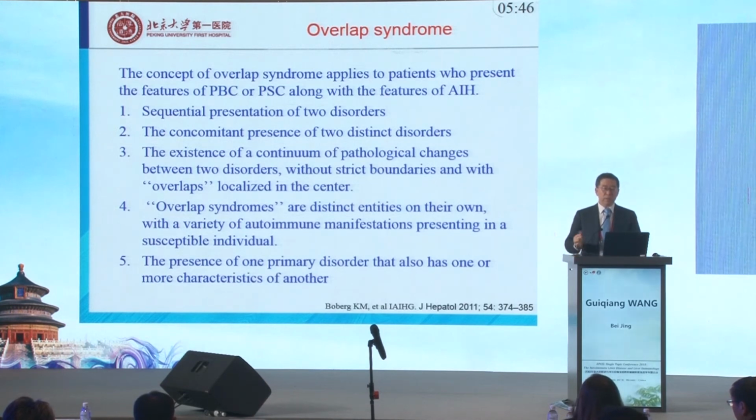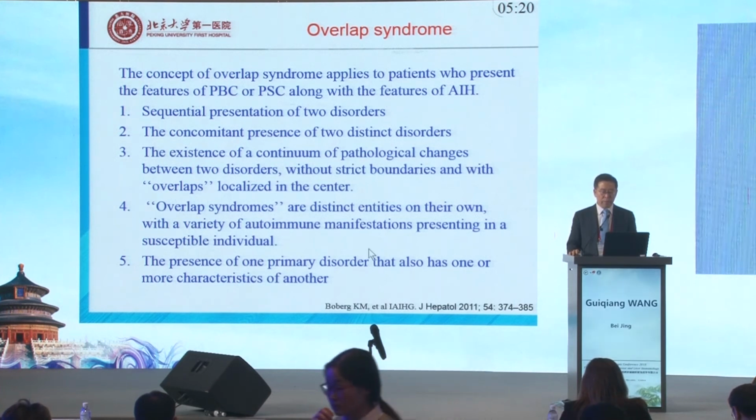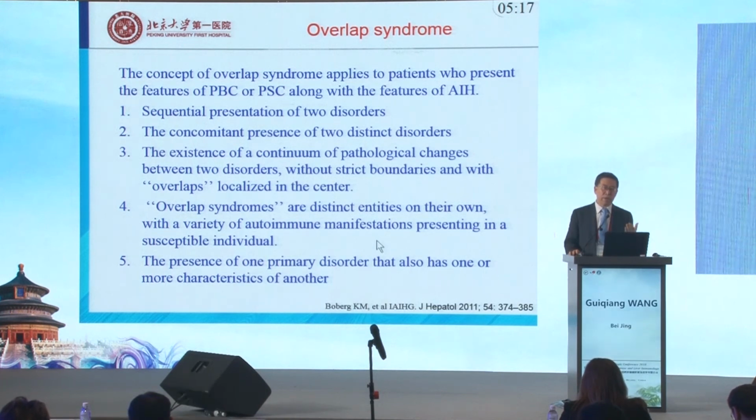Overlap is another typical phenotype of autoimmune hepatitis, including overlap syndrome. Overlap syndrome is very common in clinical practice, but difficult to diagnose. You have to do many differentiations. The overlap syndrome is a kind of distinct entity of its own. For example, with autoimmune hepatitis and primary biliary cholangitis overlap syndrome, sometimes it has features of autoimmune hepatitis, sometimes of PBC. So the overlap syndrome is always together, which makes clinical practice more complicated.